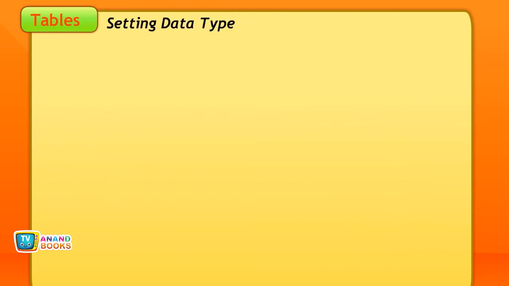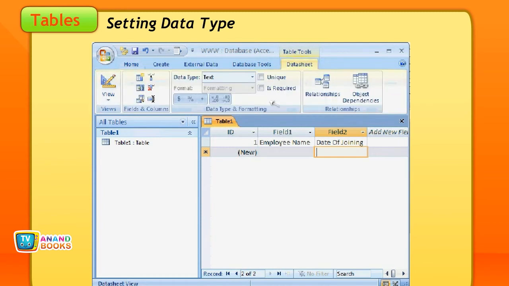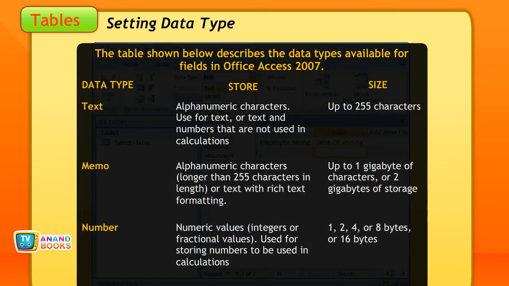Setting data type. 1. On the Data Sheet tab, in the Data Type and Formatting group, click Data Type. 2. Choose the data type you want. Set a field's data type in Data Sheet view. The table shown below describes the data types available for fields in Office Access 2007.